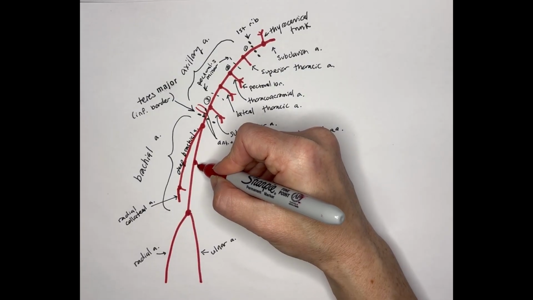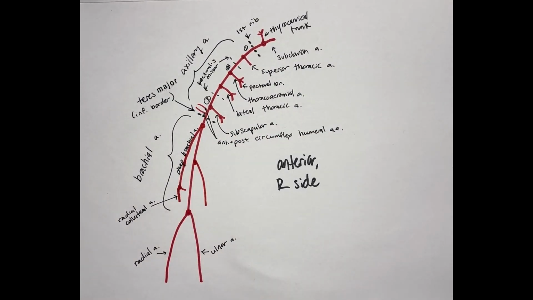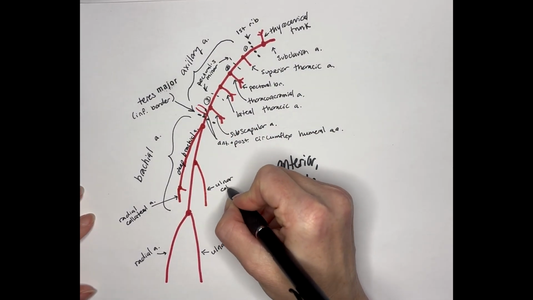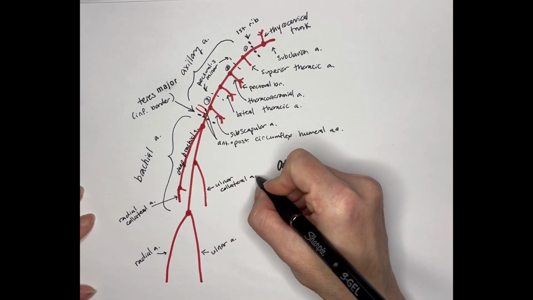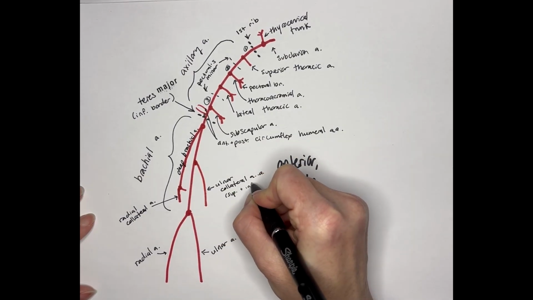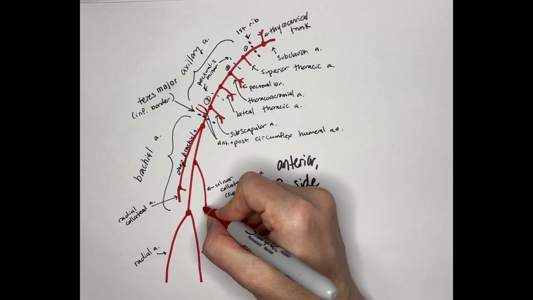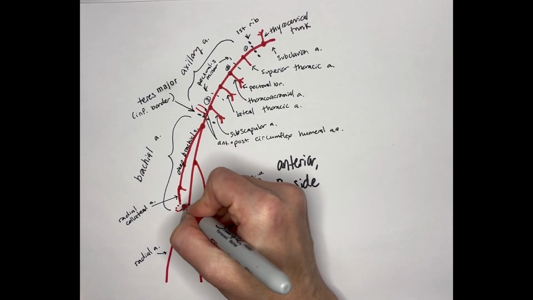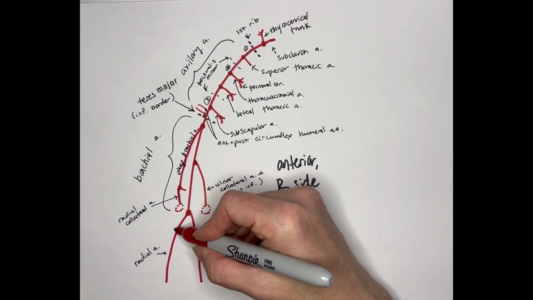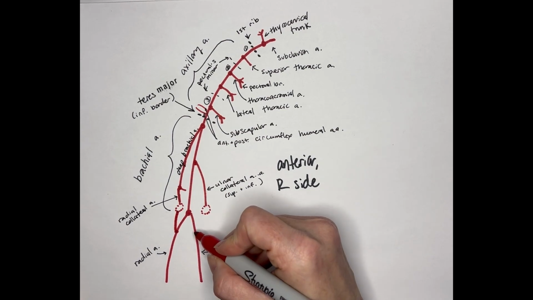On the medial side, an artery branches directly off the brachial artery. This one is the ulnar collateral artery. There's actually 2 here, both a superior and an inferior, but I've only drawn one. The ulnar collateral artery and radial collateral artery both anastomose with arteries coming from the inferior side.